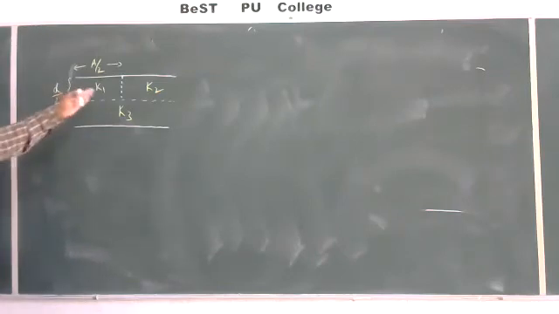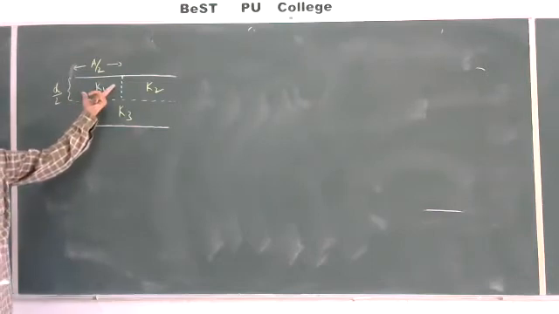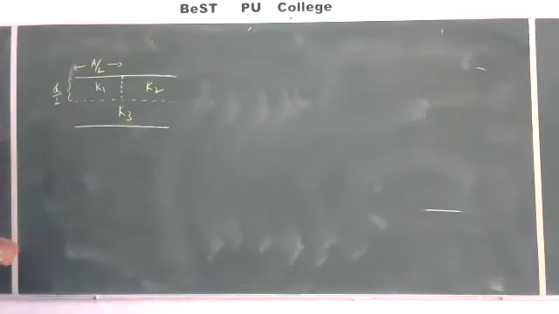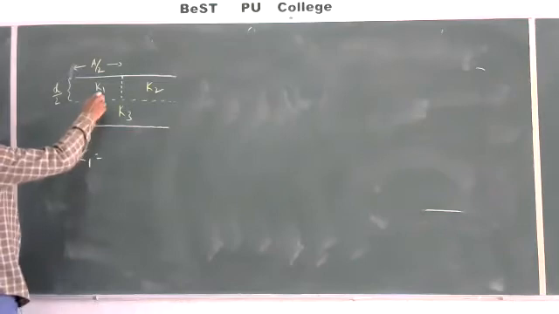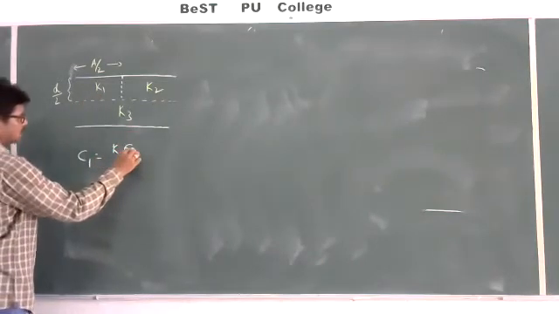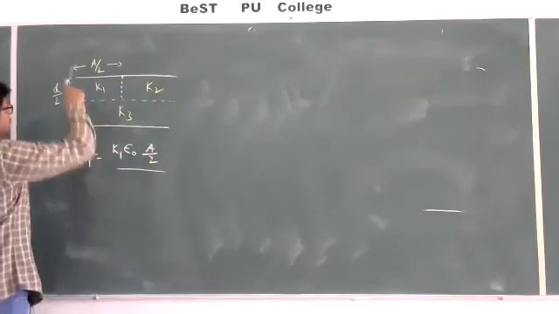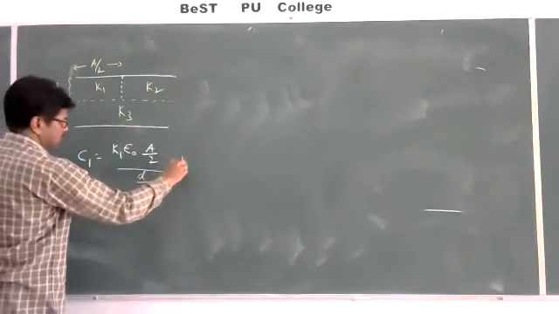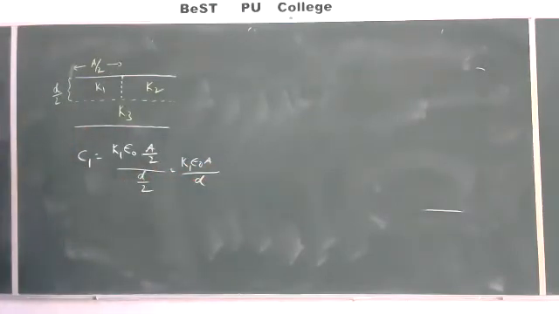Here how many capacitors are there? Three capacitors are there: first capacitor, second capacitor, third capacitor. So what is the formula for the capacitance of the first capacitor? C1 is equal to K1 epsilon naught, area is A by 2, divided by distance, which is also D by 2. So which is equal to K1 epsilon naught A by D. 2 and 2 get cancelled.